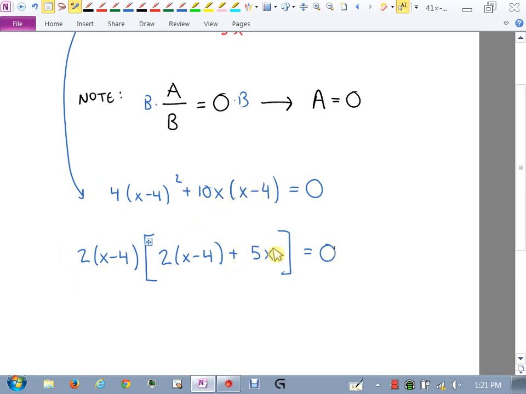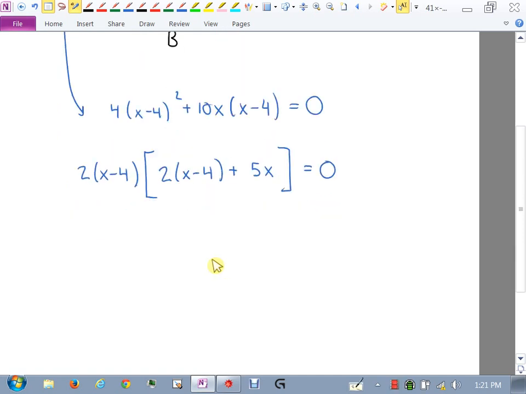And then look inside this bracket, distribute your 2 through, and you're going to have just a nice linear expression in there. You have 2(x minus 4) out here. This becomes what? 2x minus 8 plus 5x, which is 7x minus 8 equals 0.